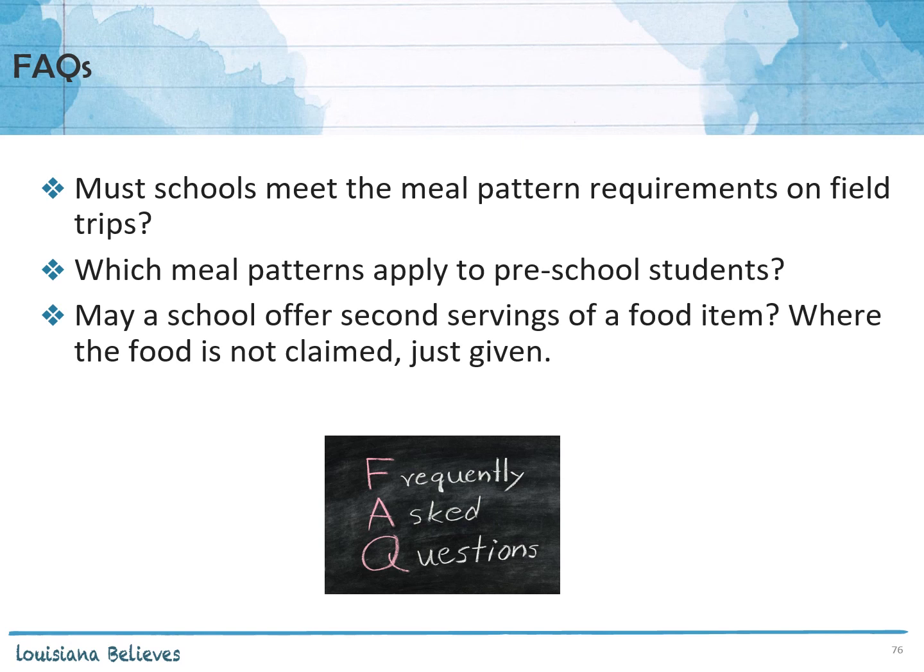May a school offer second servings of food items where the food is not claimed, just given? Yes. If the school chooses to offer second portions of any part of the reimbursable meal without an additional charge, these foods must count toward the weekly dietary specifications. If second helpings or second meals are sold a la carte, they do not count towards the meal pattern requirements and are subject to competitive food standards and non-program food requirements.